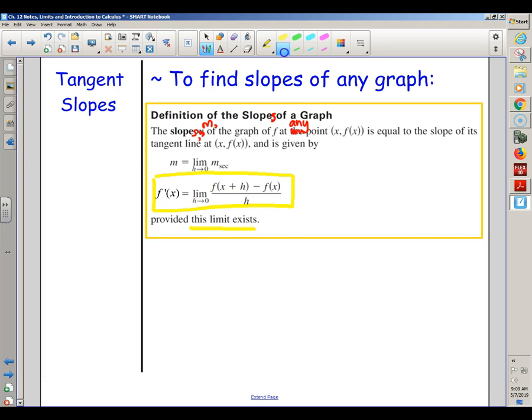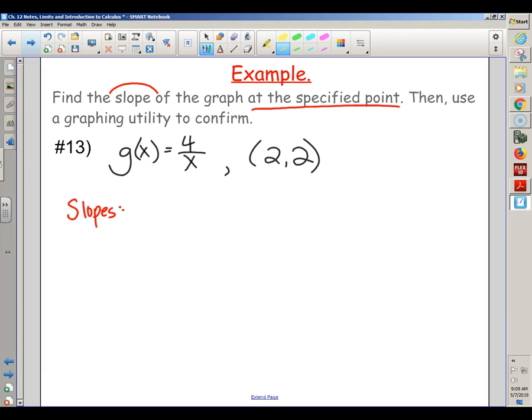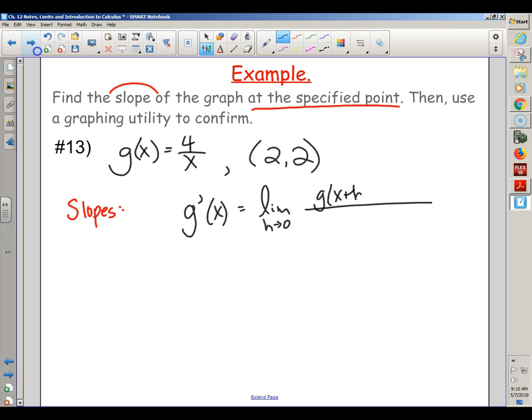Okay. So if they want us to find the slope at this point, let's start by finding all the slopes. How do we find all the slopes? We plug into, what's that formula? But I don't have an F. Can you apply? G. G prime. Prime. That's that word. Good. G prime of x is equal to the limit as h goes to 0. Keep going. Of g of x plus h, minus g of x.